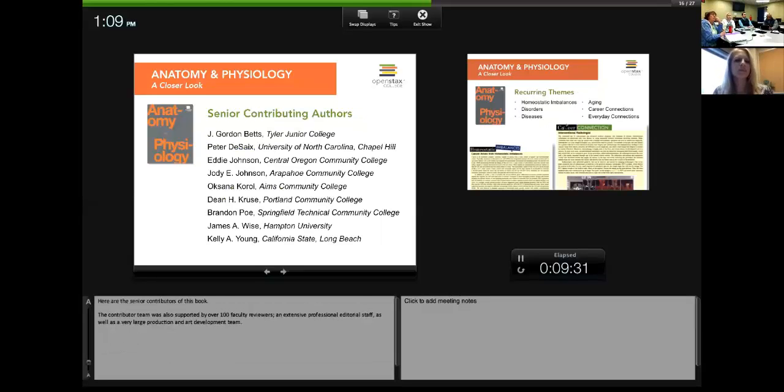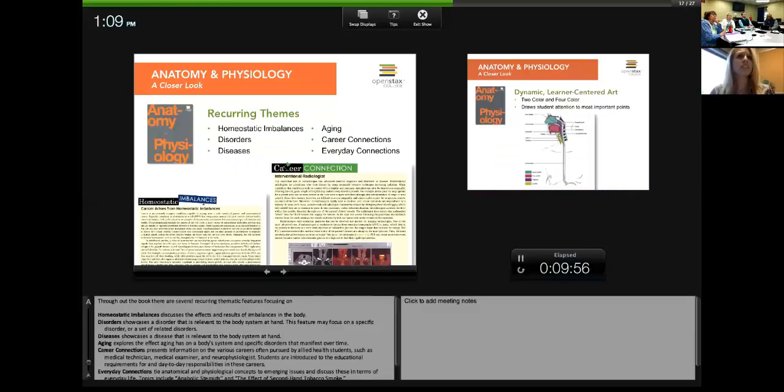And I put this slide in here because I did want you to see that these are our senior contributing authors. So these books are written by faculty. You can see there are university, college, and community college faculty on there. Along with the authors that wrote them, we also have about 100 reviewers for each book, and an extensive editorial staff to make sure that they do that. All of our books have recurring themes in them. For anatomy and physiology, you can see them there. The majority of the books have these included too. They're just a little bit different.